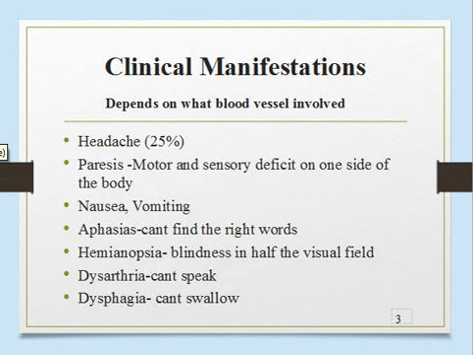Clinical manifestations depend on what blood vessel is involved. Headache is common. Paresis, motor and sensory deficit on one side of the body, nausea, vomiting, aphasia, can't find the right words. Blindness in half the visual field, dysarthria, can't speak, dysphagia, can't swallow.